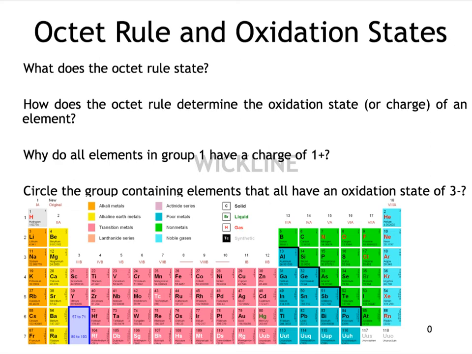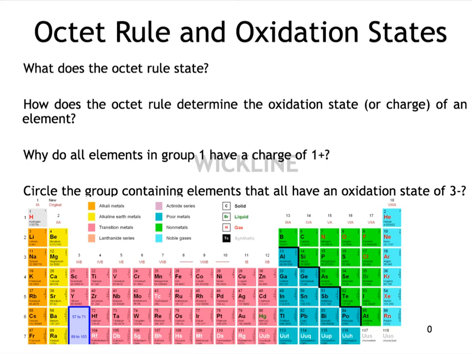Okay, so the octet rule states that all atoms really want to have 8 electrons in their valence shell. And we would use the octet rule to determine oxidation state because as atoms gain electrons to get to 8 or lose electrons to reveal a full valence of 8 underneath their current valence shell, then their charges will change to the negative or even the positive. For instance, all the elements in group 1 have a charge of 1 plus because they all lose 1 electron in their valence shell to reveal a valence of 8 underneath.